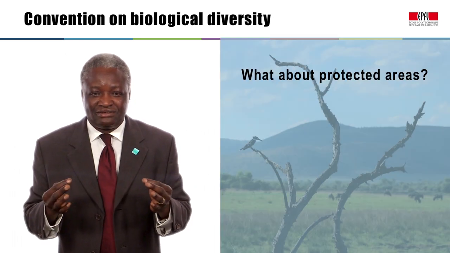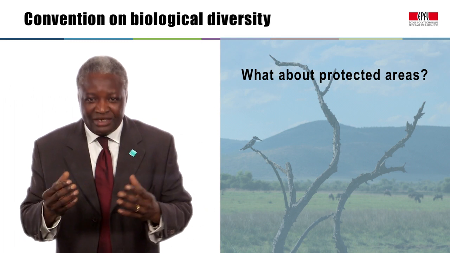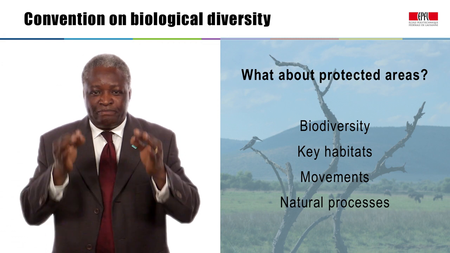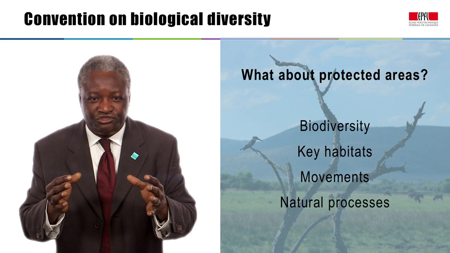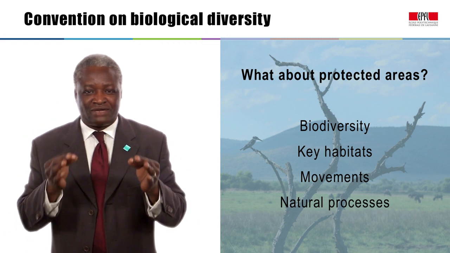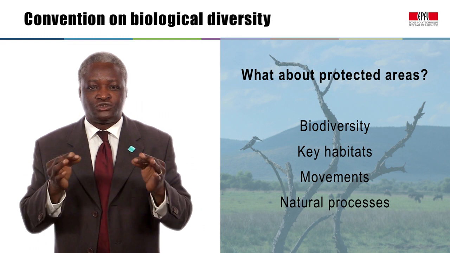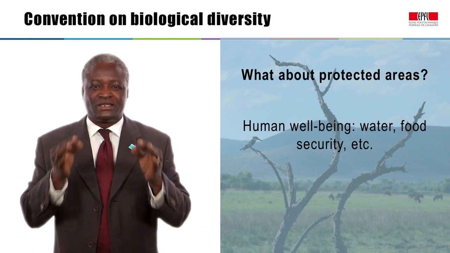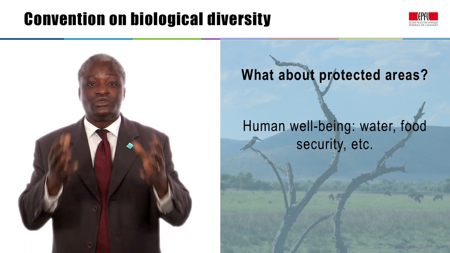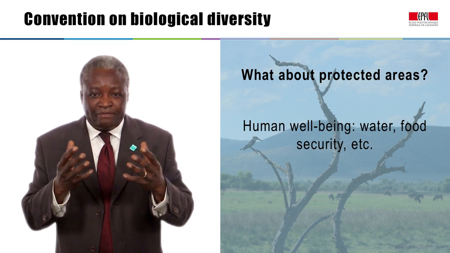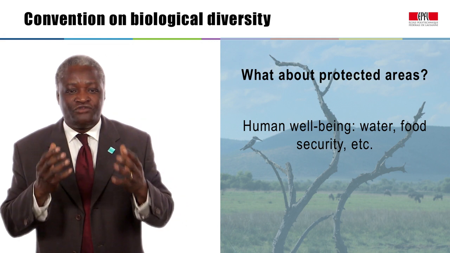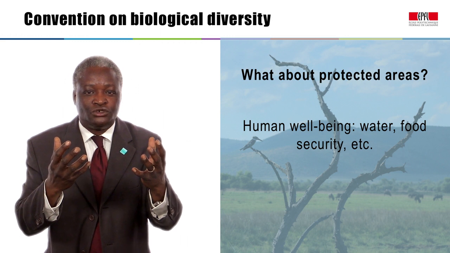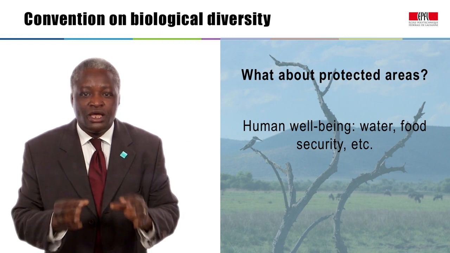Through these articles, what does the CBD remind us? Protected areas are the cornerstone of the conservation of biodiversity. They preserve key habitats, offer sanctuaries, allow for the migration and displacement of species, and maintain natural processes in the whole landscape. Protected areas don't just safeguard the preservation of biodiversity. They also ensure the well-being of mankind. Protected areas allow some 1.1 billion people to survive, are the main source of drinkable water for over a third of the world's largest cities, and offer a major guarantee for global food security.